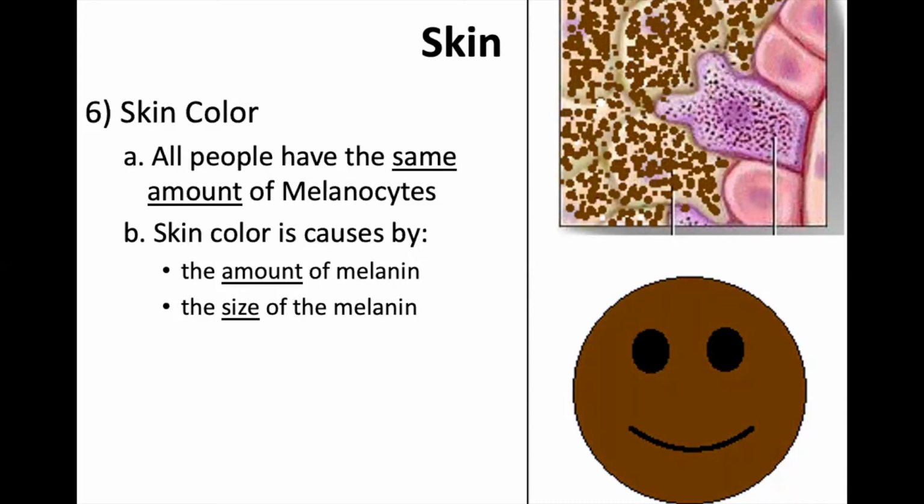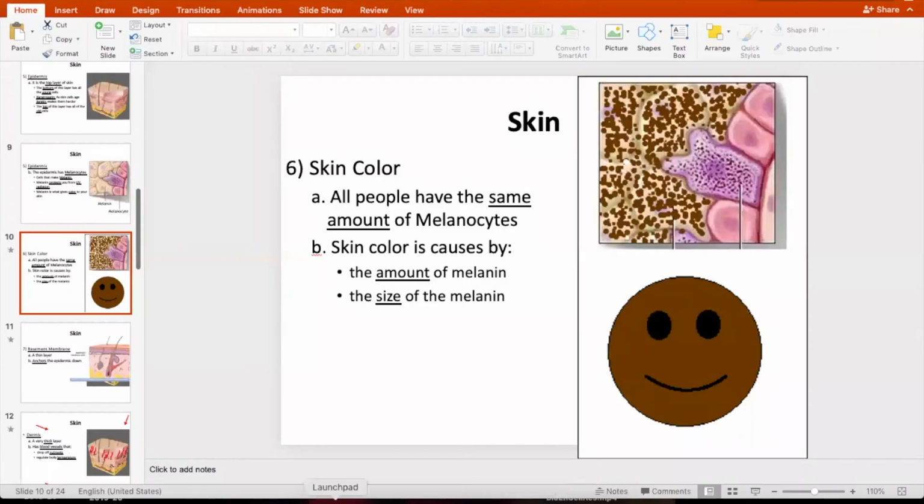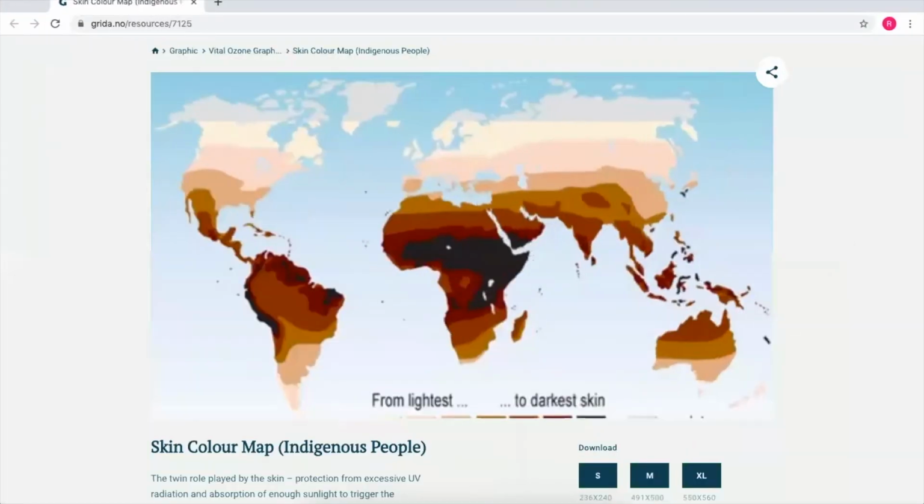This is an evolution thing, a natural selection. The people who lived in certain areas of the world produced a certain amount of melanin, and that was the best for their environment. I'll show you what I mean. I managed to find a map of the world based on indigenous people. What do I mean? What are indigenous people? The people who were originally from these lands.